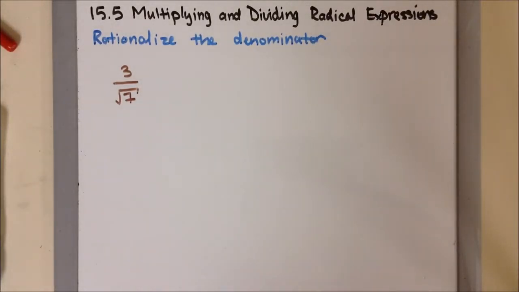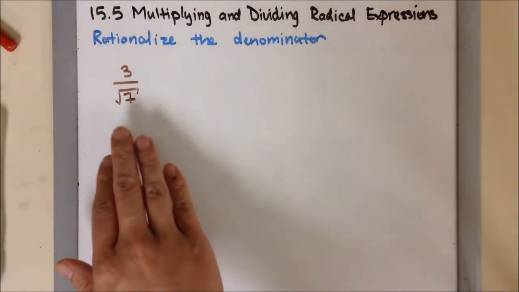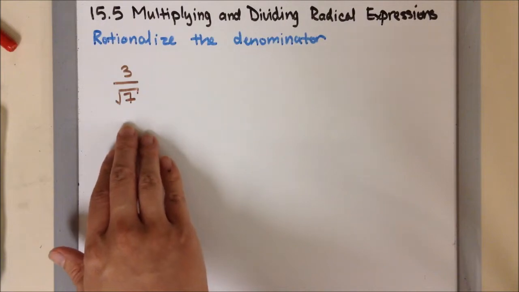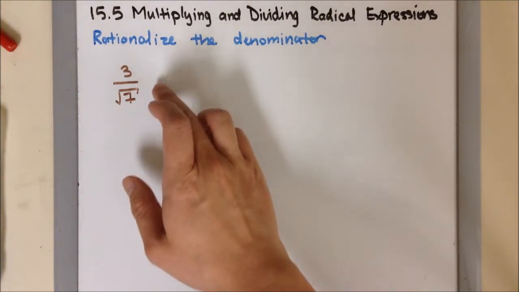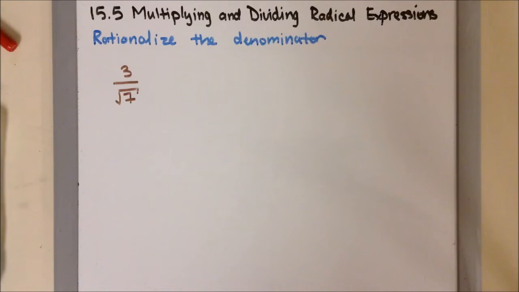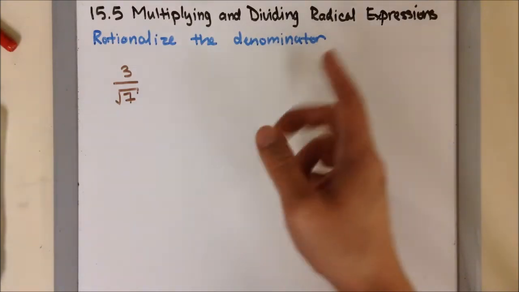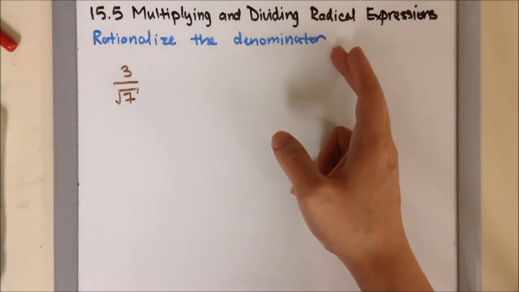In this part, we're going to focus on dividing radical expressions. When it comes to dividing radical expressions, we're usually going to have it in the form of a fraction, as you can see in the first example, 3 over the square root of 7. When we're working with division of radical expressions, we're going to rationalize the denominator.